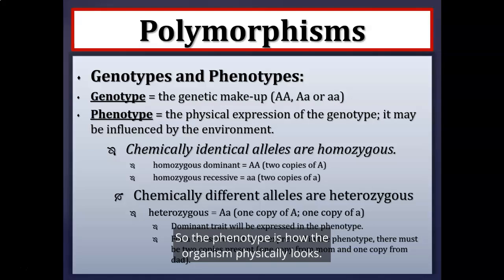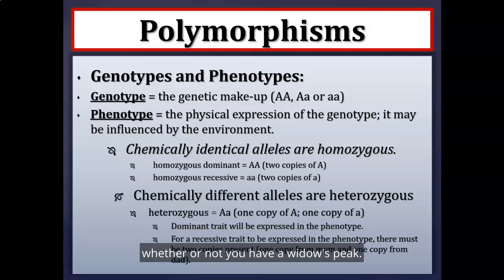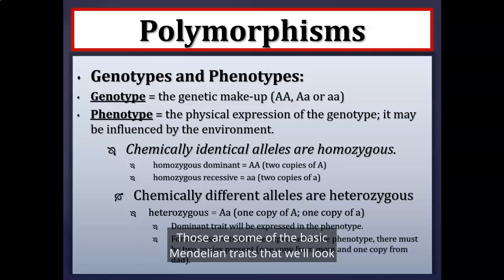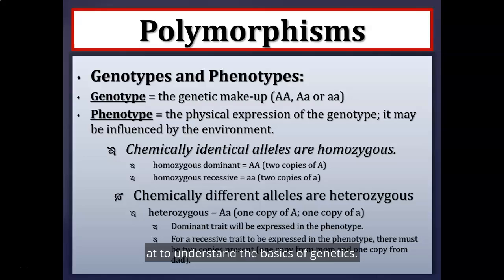So the phenotype is how the organism physically looks. We'll look at traits like earlobe form, tongue rolling, whether or not you have a widow's peak. Those are some of the basic Mendelian traits that we'll look at to understand the basics of genetics.